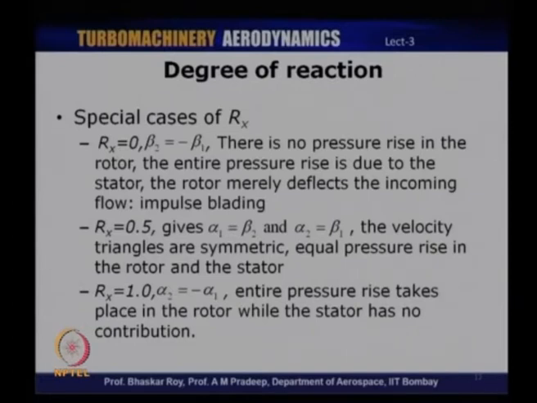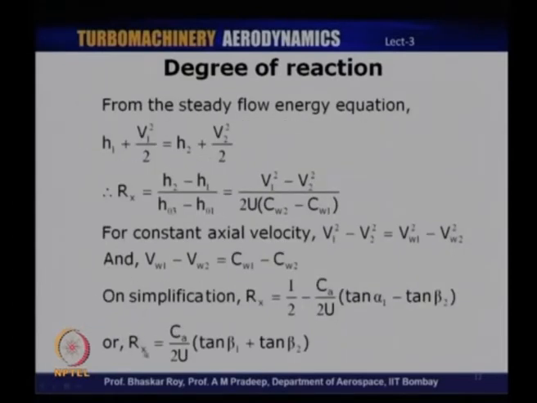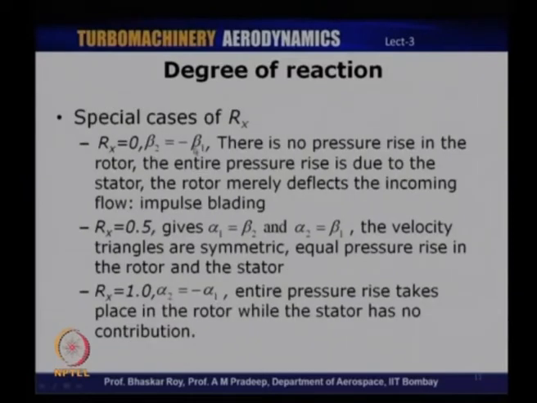and if you substitute degree of reaction R x equal to 0 here, what you will see is that beta 2 is equal to minus beta 1. There is no pressure rise in the rotor. The entire pressure rise is basically taking place in the stator, and the rotor merely deflects the incoming flow, and this basically represents an impulse blading. So, we will probably discuss a little more details of these in later lectures.